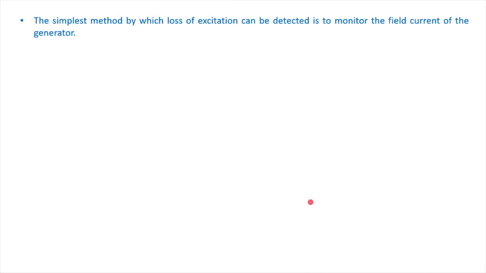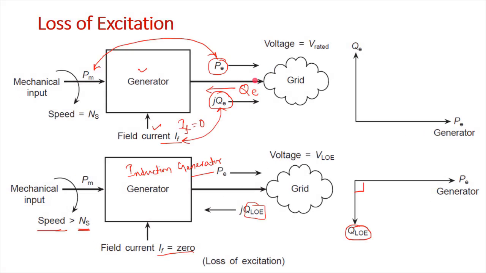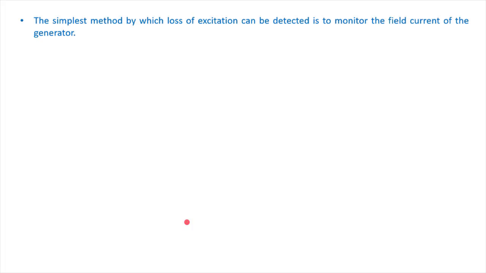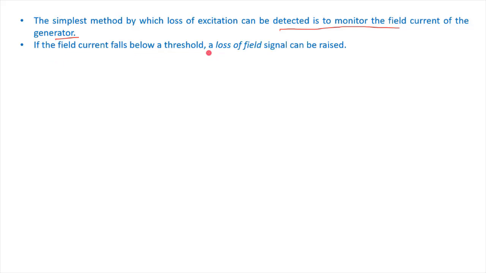Okay, so now the simplest method by which the loss of excitation can be detected. Though it is not very serious, the synchronous generator is designed in such a way that it should act like a synchronous generator, not like an induction generator, which causes the problem. Therefore we need to detect this loss of excitation. The simplest method is to monitor the field current of the generator. Okay. So if the field current falls below a threshold, a loss of field signal can be raised.